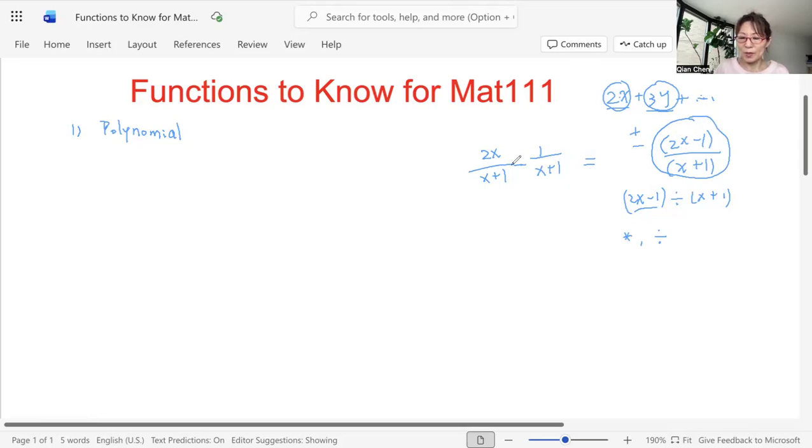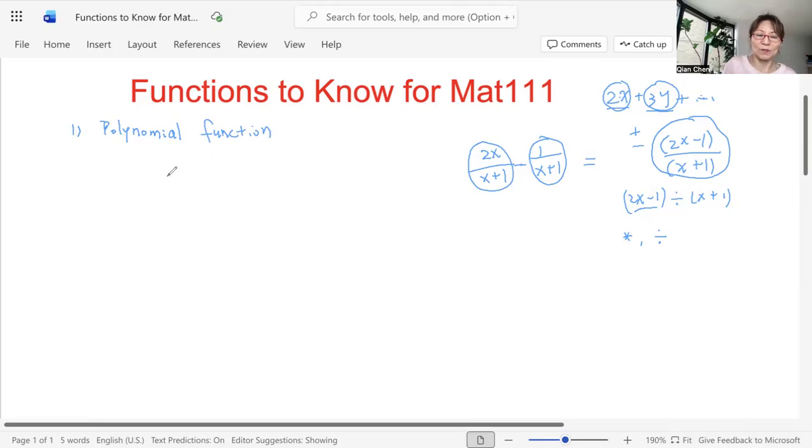So if I write this way, you see these are 2 terms, right? 2x divided by x plus 1 is one term. 1 divided by x plus 1 is another term. All right, so nomial means, so these terms, right? So poly means many. Well, this is a polynomial, right? Poly means many.